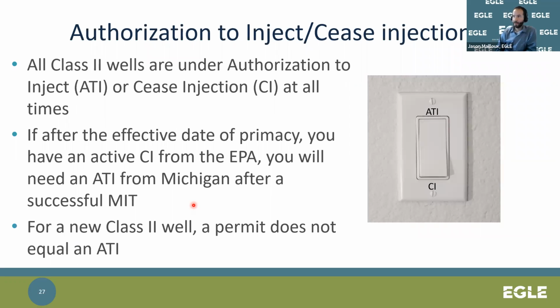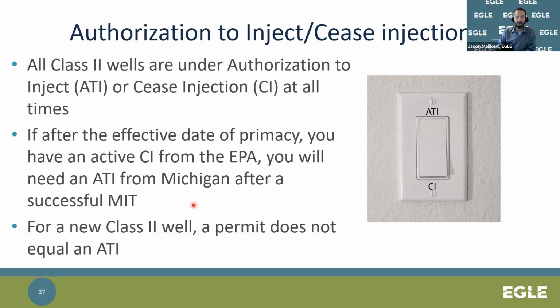So while we're on that, a note on authorization to inject, cease injection, or ATI-CI. Finally got a picture in here, but all Class II wells are under either an authorization to inject or a cease injection at all times. It is a light switch, it is binary: authorization to inject or cease injection. People are probably getting tired of hearing me say this, but there's no dimmer switch, there's no in between. It's on or it's off, and you get a letter in both cases.